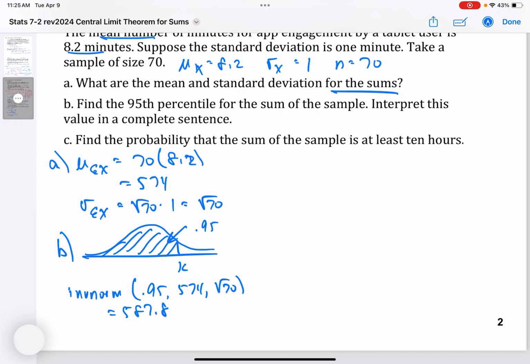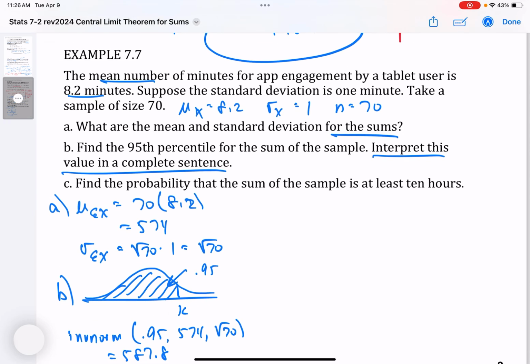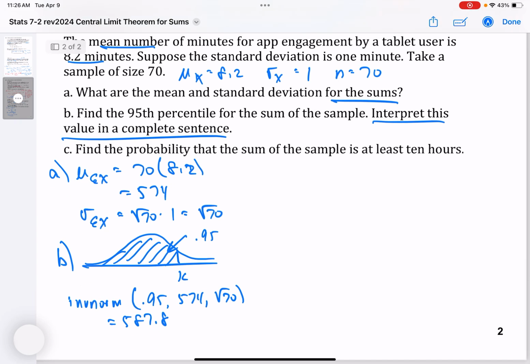So what are we saying about that then? If it asks to interpret the value in a complete sentence, we would say that for tablet users, the mean number of minutes, so the average number of minutes for 70 tablet users, is going to be 587.8 minutes. 95% of the users are going to use 587.8 minutes or less would be our answer.